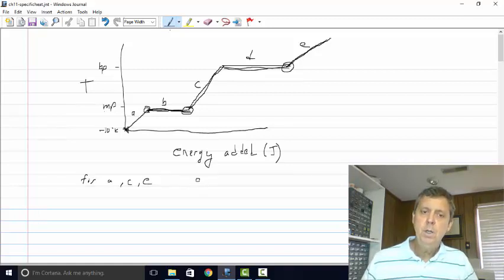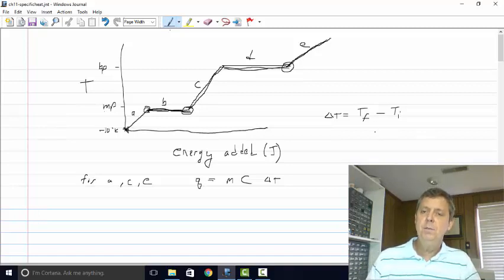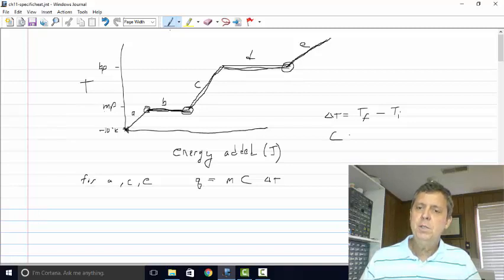So our energy for the system, which is denoted by Q, is typically mass times the specific heat times the change in temperature, delta T. Delta T is T final minus T initial. It's always your final minus initial, and this helps keep track of the signs. Typically, C is usually in units of joules per gram degree C.